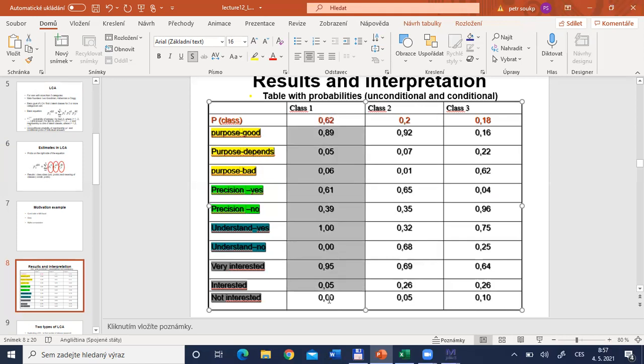This is nearly the same style as when we try to find names for the factors behind factor analysis. So we need to interpret these classes. We need to assign some names, labels. So please help me. How would you call these respondents? It could be something like supporters. Supporters, or it could be some other possible names.